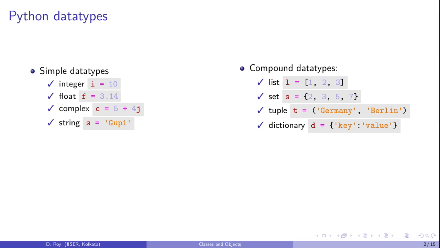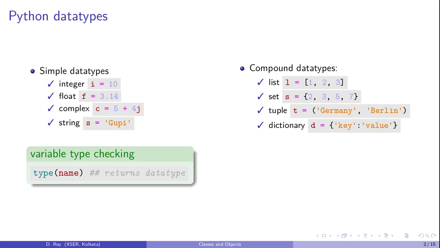While writing our code so far, we have encountered two broad types of data types. The first is called simple data type and the other is called compound data type. In particular, integer, float, complex or strings are simple data types. In comparison, list, set, tuples and dictionaries are compound data types.